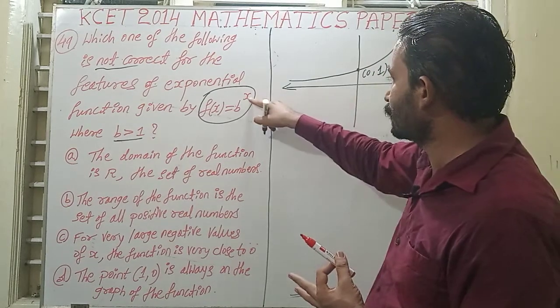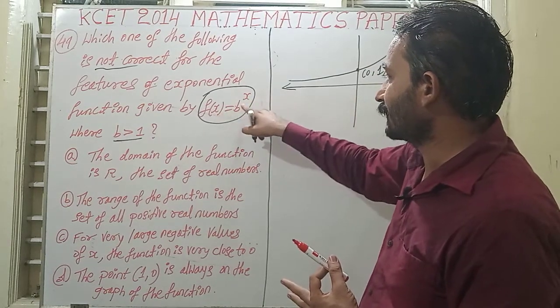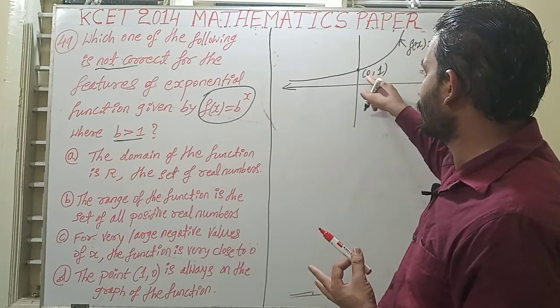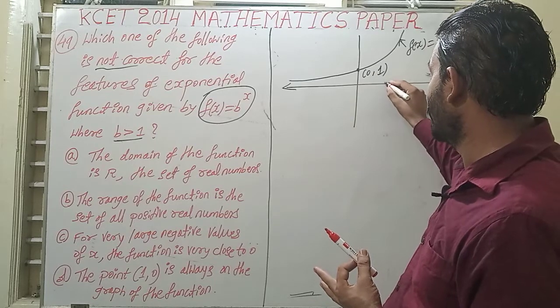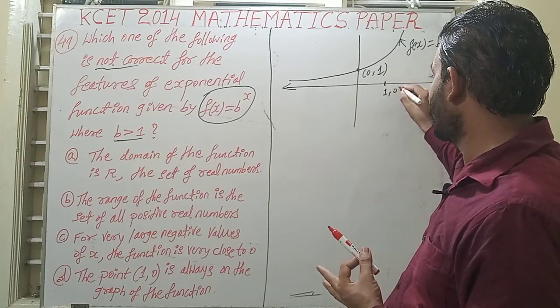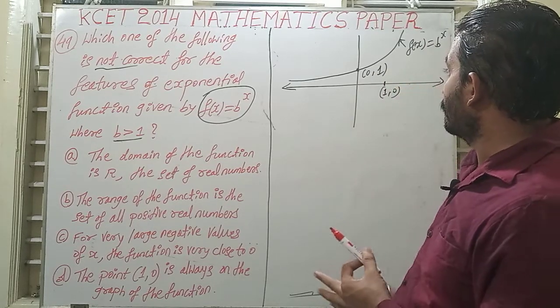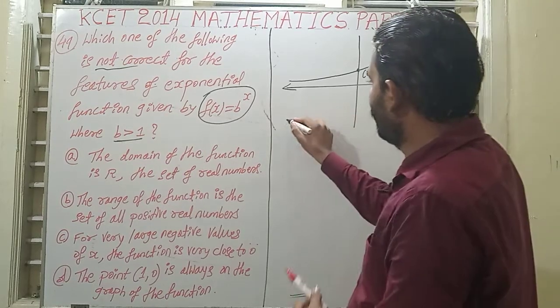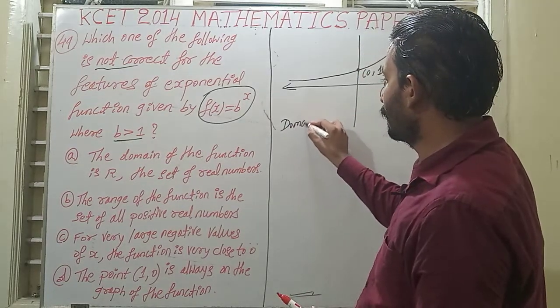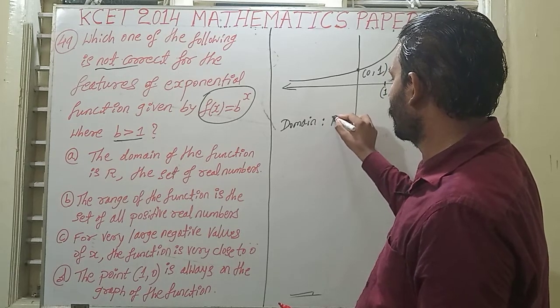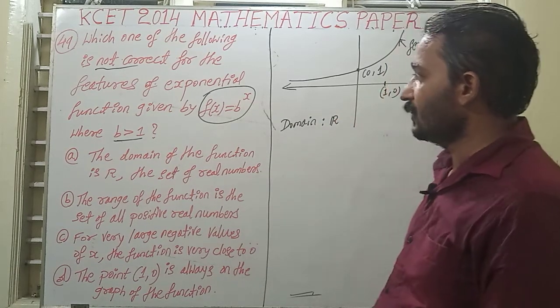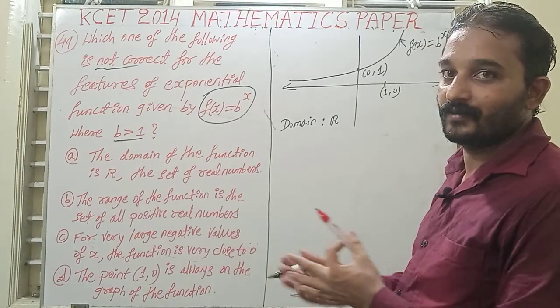Put x is equal to 0. What is the output value? F of x is 1. So it is passing through the point 0, 1, but not 1, 0, because 1, 0 is there, this is the point. Okay. So what is the domain of this function? Domain, we already learned about domain. Any real number. You can put any real number for the x values. Function is defined.